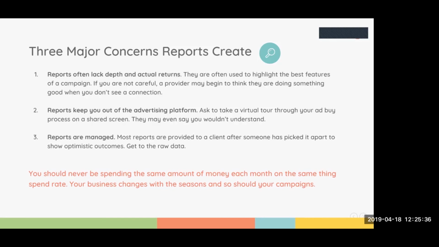So number 2, we've got reports keep you out of the advertising platform. Yeah, this is a big one. Ask your digital provider right now, say, hey, can I look over your shoulder at the ad platform? Most of these are considered a taboo statement. No way does your digital provider, who's got you under a 12-month contract for $1,000 a month, want you peeking into your account, and that they want to give you a report so they can manage it, which is number 3.